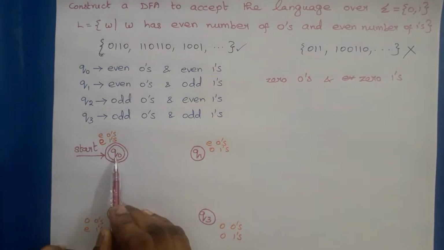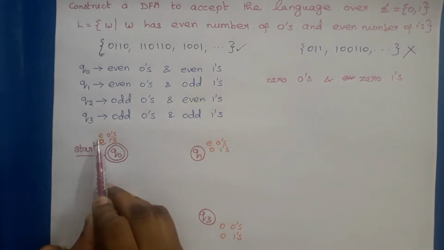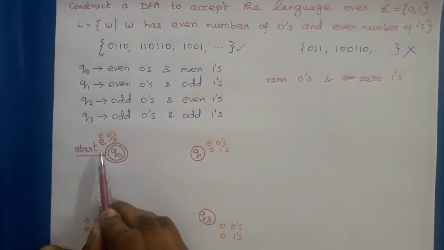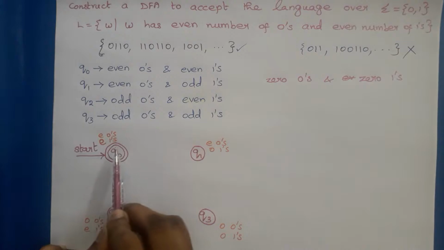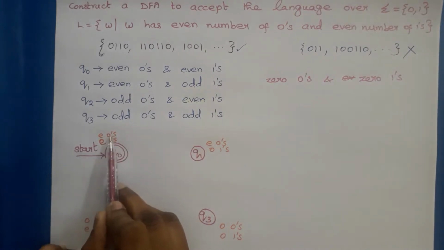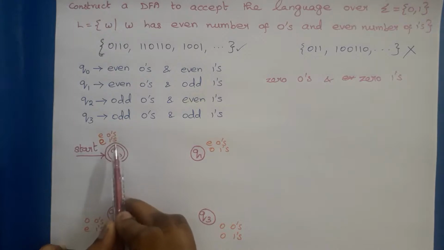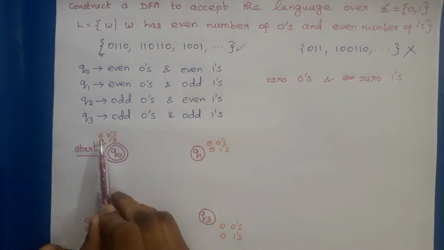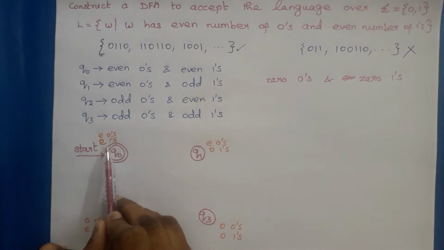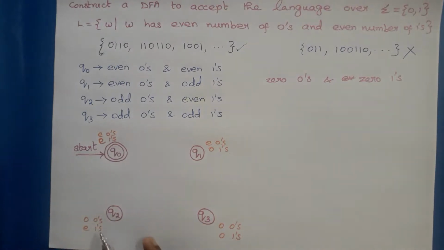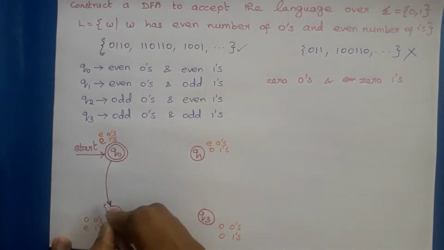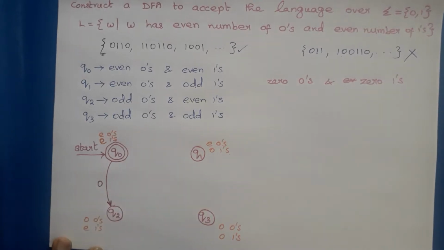So in Q0, if 0 is the next input symbol, we have already recognized even zeros and even ones. The meaning is 0 zeros and 0 ones are already recognized. The next input is also 0. So even zeros will become odd zeros, right? If we add one more 0 to the even number of zeros, then it will become an odd number of zeros. So if 0 is the next input, then it will become odd zeros and even ones. So odd zeros and even ones means Q2. So from Q0 to Q2, draw an edge, and that edge should be labeled by 0.